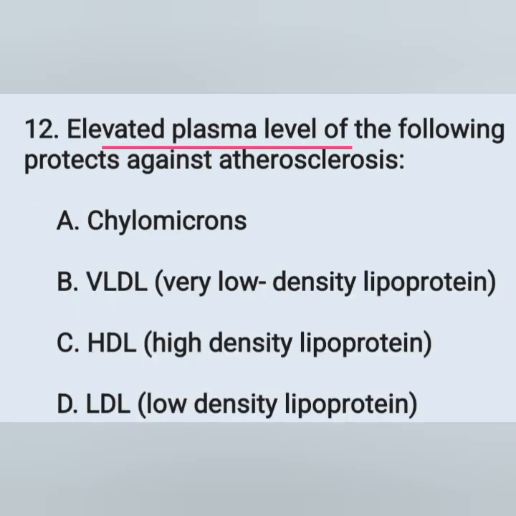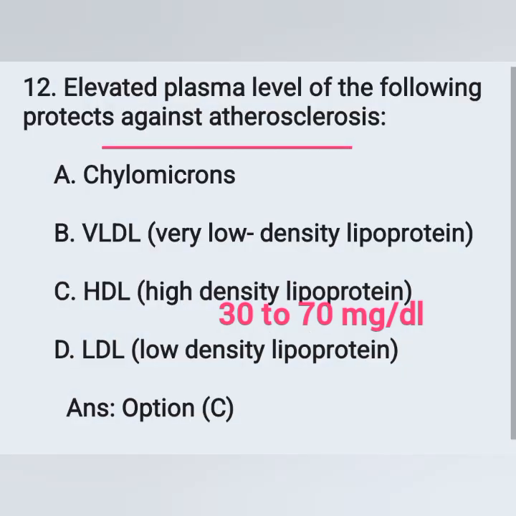12th question. Elevated plasma level of the following protects against atherosclerosis. Options, option A chylomicrons, option B VLDL, very low density lipoprotein, option C high density lipoprotein, option D low density lipoprotein. Our question is elevated level of which serum lipid will protect against atherosclerosis? And the correct answer is high density lipoprotein. Option C is the correct answer.